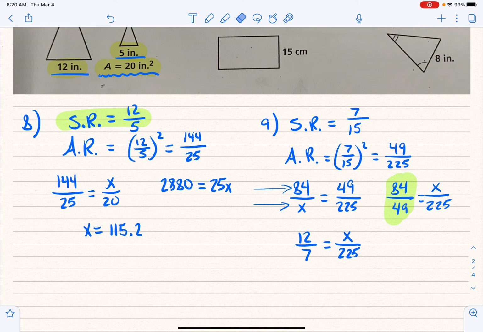So I say, well, that means that 7x is equal to, let's see, 225 times 12 is, what is that, an even 2,700. Okay, I think. Yeah, 200 times 12 is 2,400. 25 times 12 is 300. 2,400 and 300 is 2,700. And then you just divide.